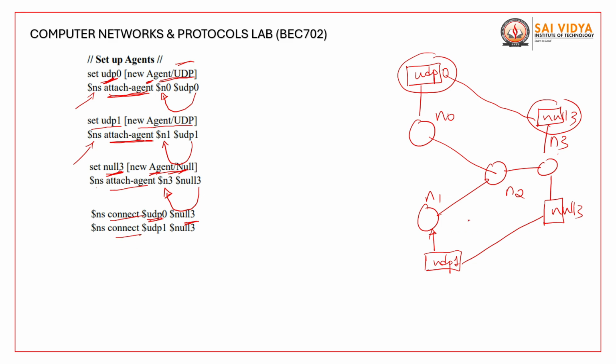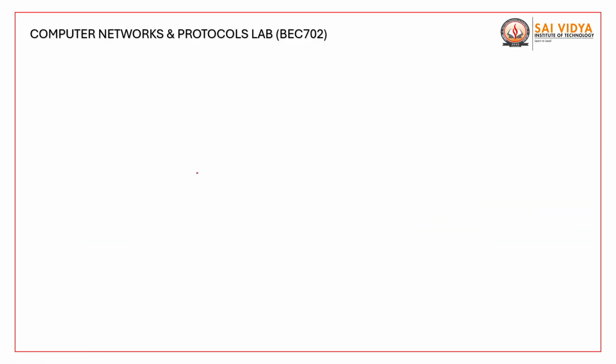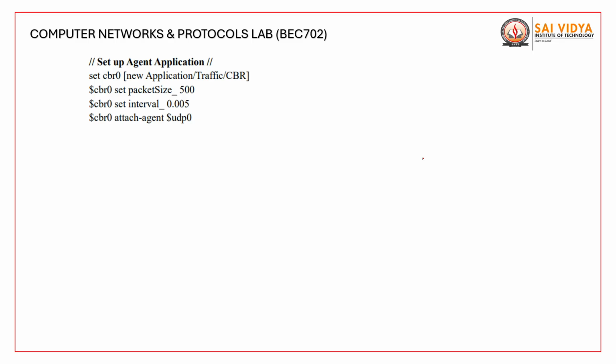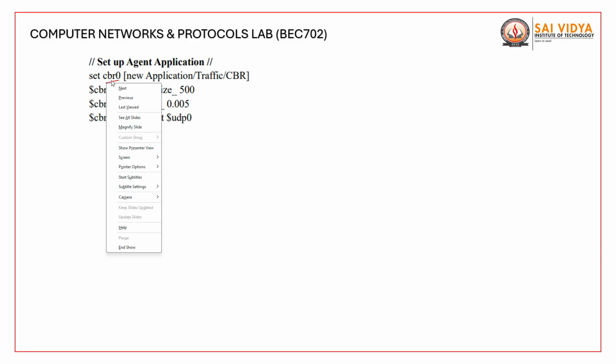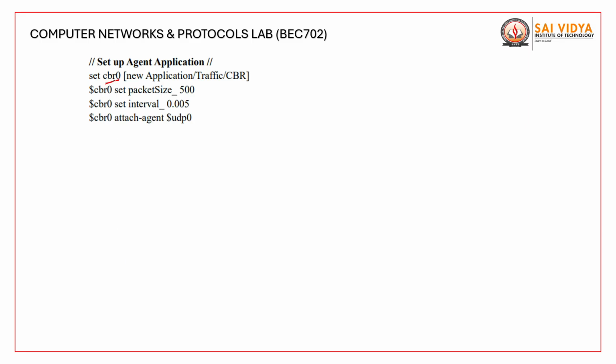Connect UDP1 and null 3, and then it is reported to NS, that is the main object. After setting up the agent, we have to set the agent application. How to set the agent application? Again, you have to create an object that is CBR0.